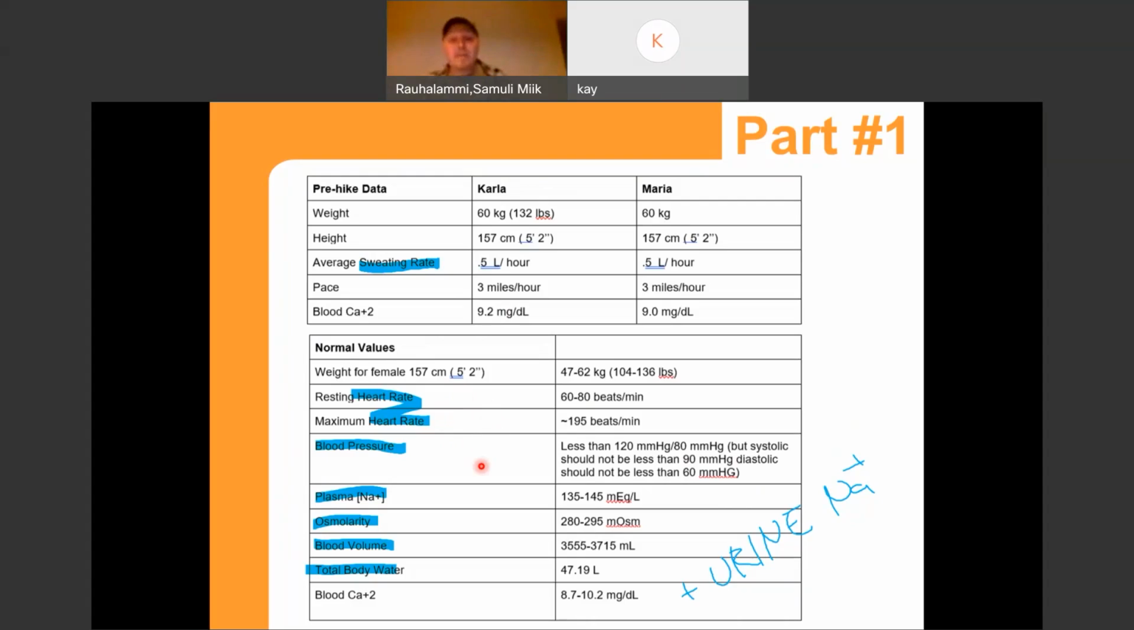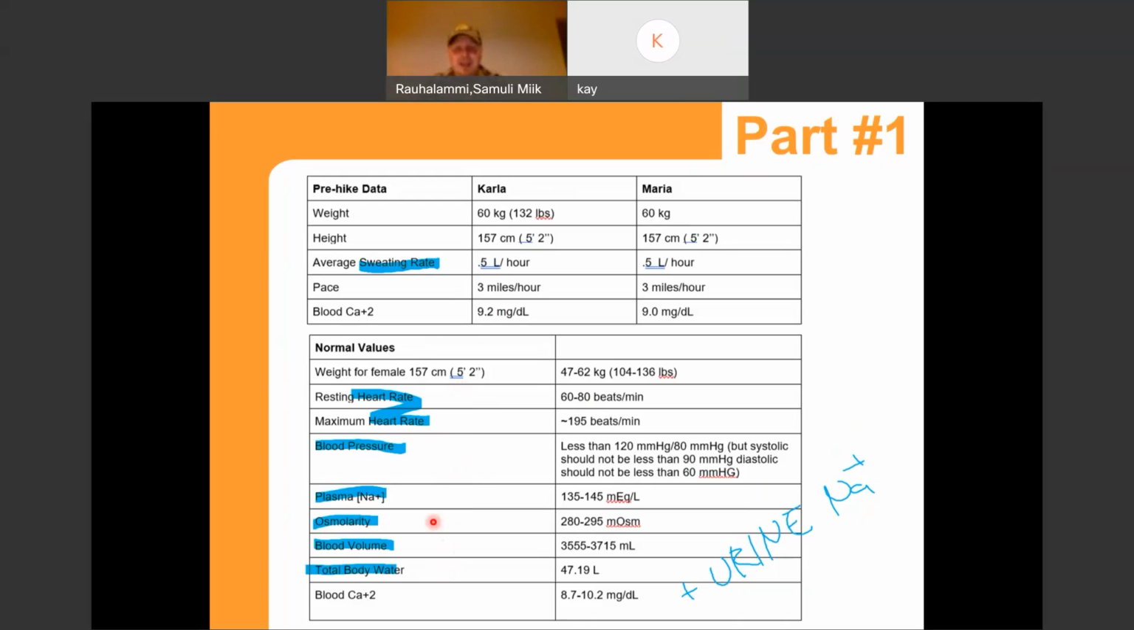Same goes for the blood pressure. So again, that tells us what's happening with the hydration level of someone, if there's too much or too little water. The plasma values, again, you can get too diluted or too concentrated, depending on how much water you have in the body. Same goes for osmolarity. Blood volume goes with what we discussed with the heart rate and blood pressure earlier on. And of course, the total body water content would also be a good indicator of one's water balance.